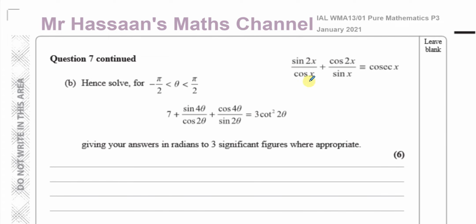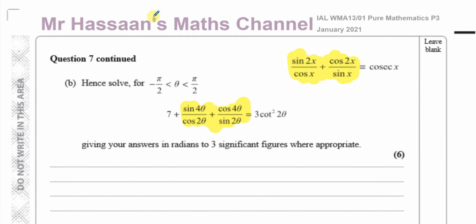So if I look at these, I kind of see some sort of similarity between this part and this part. This is the sine of double of an angle over cosine of the angle, and this is cosine of double of the angle over the sine of the angle. This is the sine of the double of this angle over the cosine of this angle 2 theta. So this 4 theta is double 2 theta.